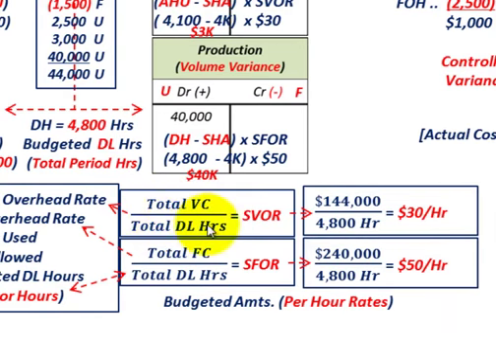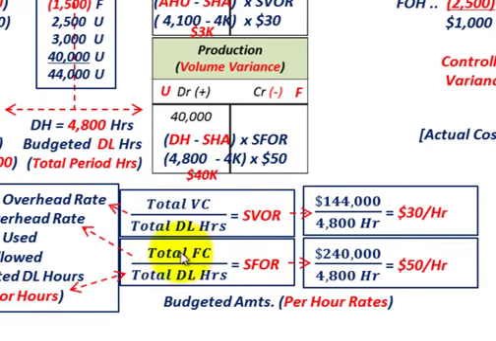So for our standard variable overhead rate, our total variable costs, again budgeted amounts, and we're looking at per hour rates. Total variable costs, 144,000 we're estimating, and the budgeted total hours in direct labor, 4,800 hours. Divide that, and you're going to get a $30 per hour rate for your standard variable overhead. So each direct labor hour is going to be charged $30 for your standard variable overhead rate.